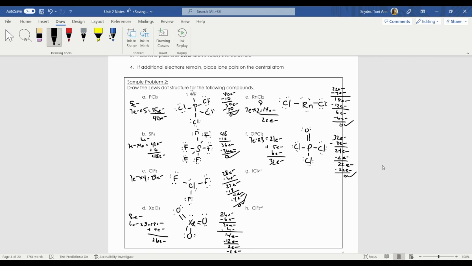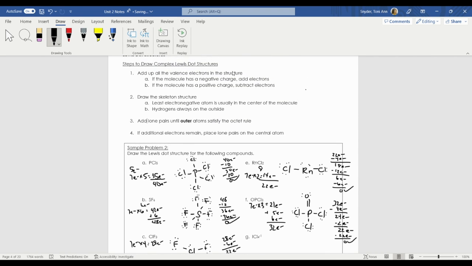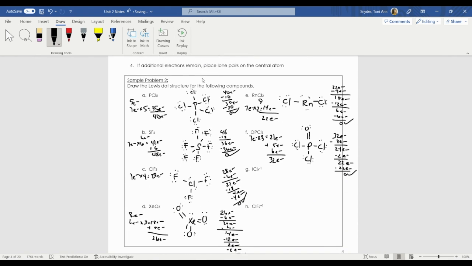Here's an interesting one. In this case, we actually have a charge on here. And if we look up here, it does say underneath 1, if the molecule has a negative charge, you want to add electrons, of course, because that means I have more electrons than protons. So let's go ahead and count your number of electrons here first. Iodine has 7 and chlorine has 7. So we have 7 valence electrons times 5 gives us 35. But I do have an additional electron because this overall structure has a charge of -1. So I have 36 electrons to place here.